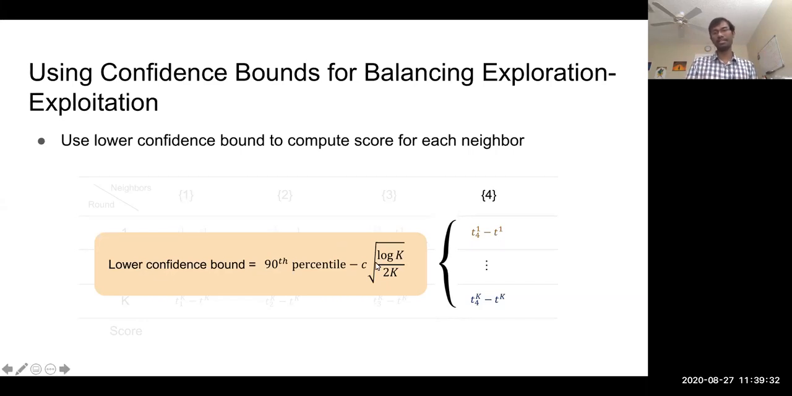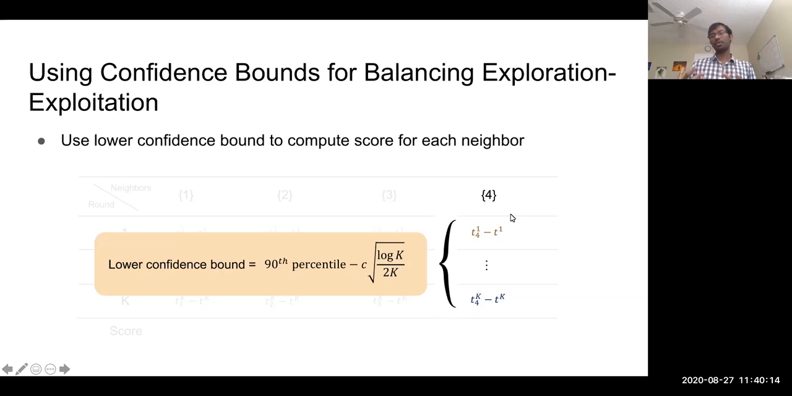So the idea here is as follows. Now we have collected these timestamps, but these timestamps are going to be noisy because of randomness in the mining process, and because of randomness in the topology in the other part of the network, and so on. And therefore, this is essentially noisy data. So instead of simply using the 90th percentile of this noisy data as the score for the subset, we can also compute a confidence bound based on this noisy data, and use this lower confidence bound as the score for that particular subset.